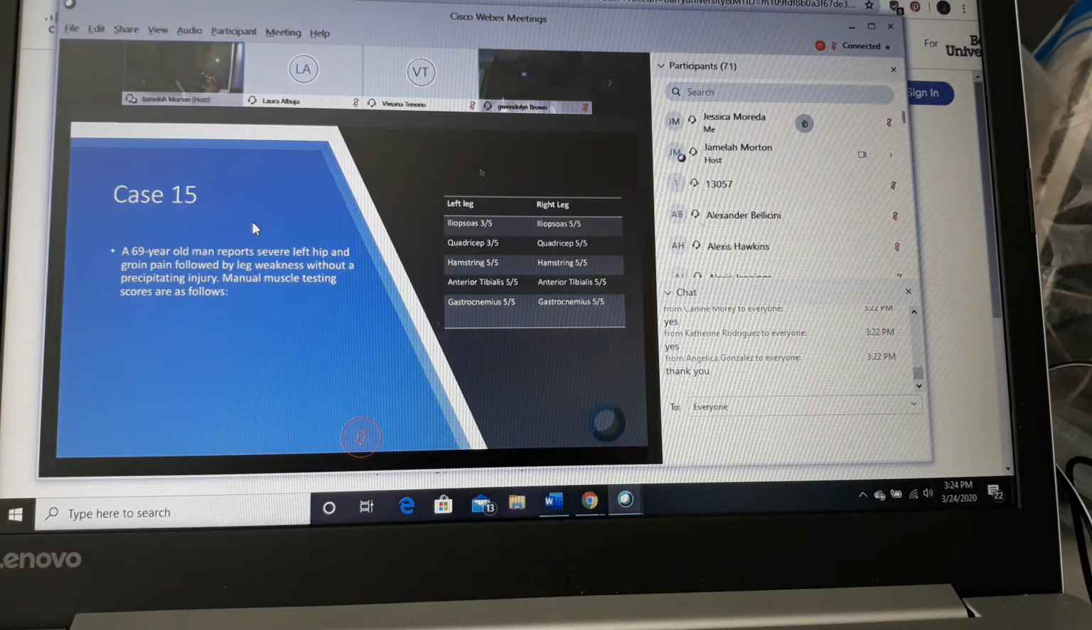Okay. Plantar flexion, bend the foot down. That's the gastrocnemius, and that is S1.